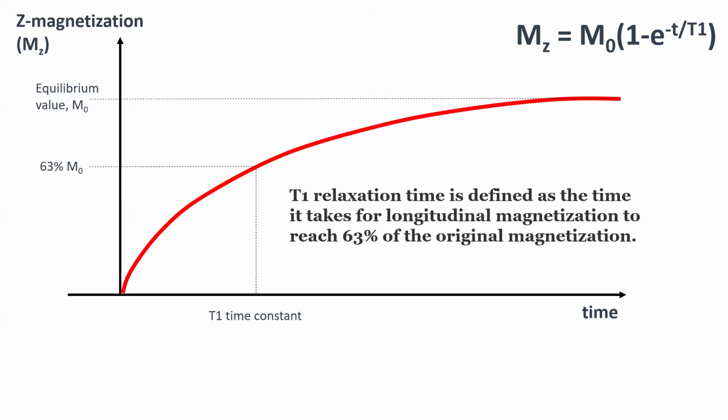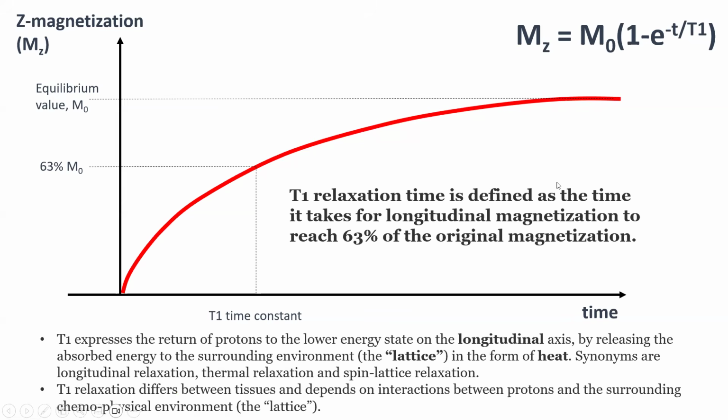And the T1 relaxation time, which is an important concept in MRI physics, is defined as the time it takes for longitudinal magnetization to reach 63% of its original magnetization. For those of you who like mathematics, here is the formula. The only thing that's important is that you know that it's an exponential curve as given by the formula.